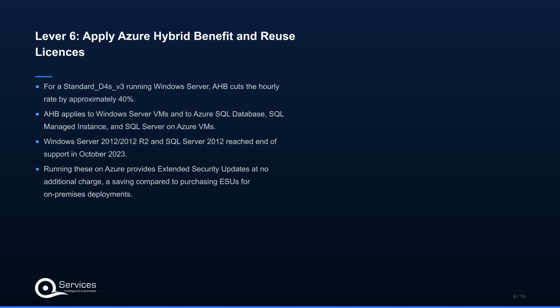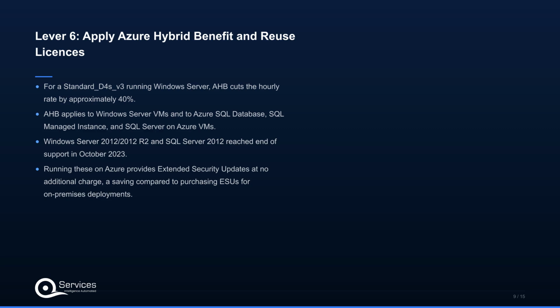Let's talk about Lever 6, apply Azure Hybrid Benefit and reuse licenses. Azure Hybrid Benefit lets organizations apply existing Windows Server and SQL Server licenses covered by software assurance to Azure VMs, removing the license component from the compute rate. For a standard D4S_V3 running Windows Server, AHB cuts the hourly rate by approximately 40%.